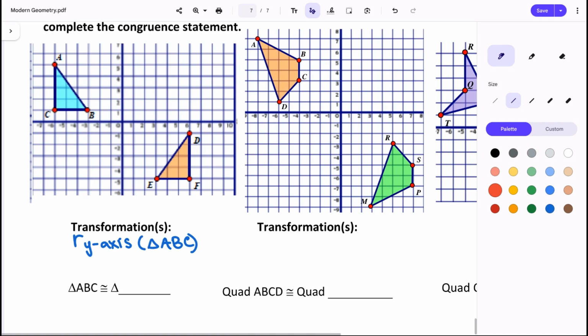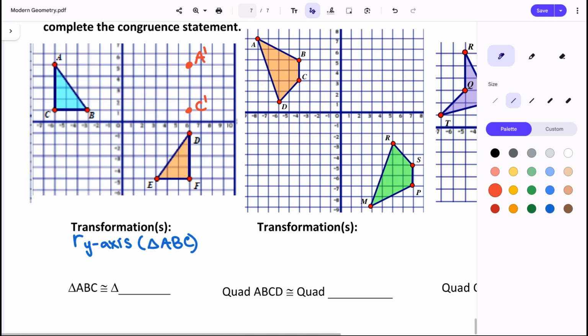What I'm going to do is just count squares up here. I'm seeing that A is, I know it's kind of blurry there, but it looks like it's about 6 to the left of the y-axis. So I'm going to go 6 to the right. I'm going to call that A prime. C looks like it's about the same. It's 6 to the left here. I'm going to go 6 to the right, and I'm just up 1 square. So there's my C prime.